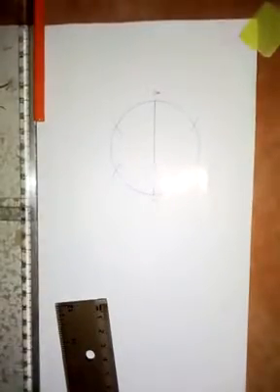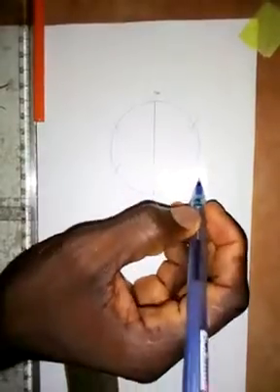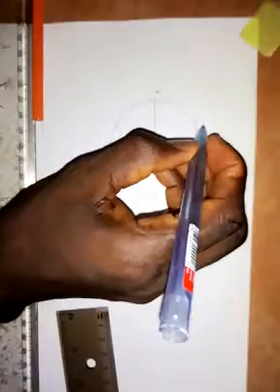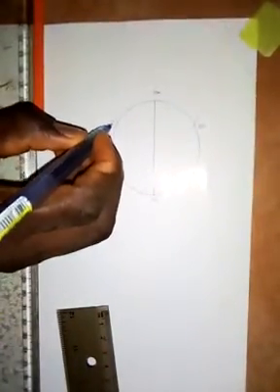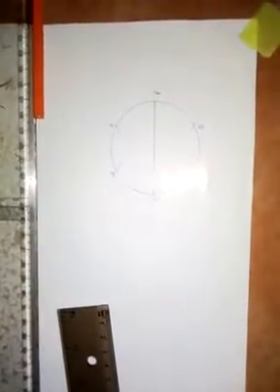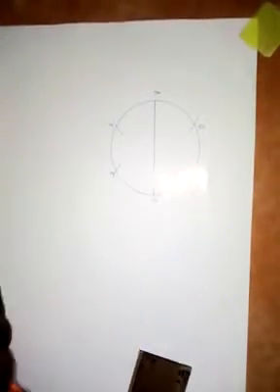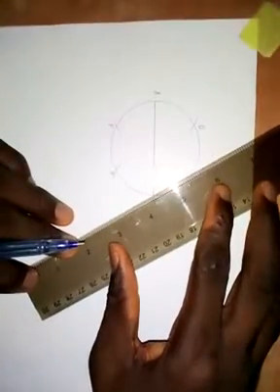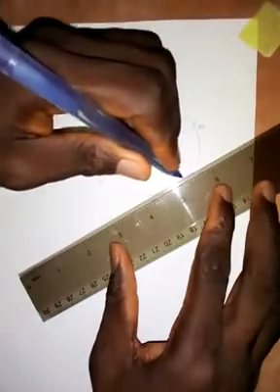Okay, the points at which these arcs touch the circle, I'm going to label. I will label this C, this is D, this E, and this F. Okay, so I'm going to join these points together. Let me start with BC. I join BC together with a straight line.